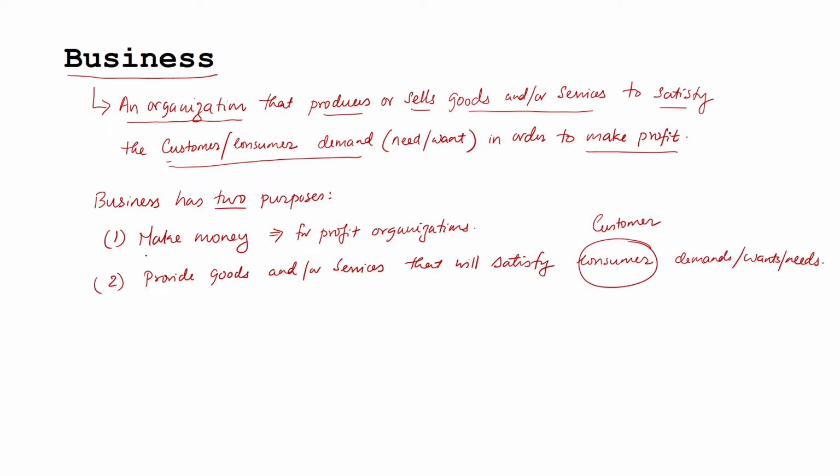So, the first one is the business purpose. The first purpose is to make money, and the second purpose is to provide goods or services that will satisfy the demand, wants and needs of the customer or the consumer. Now, let us explain the key terms here. There are three new terms that you come across. Profit is the first term.